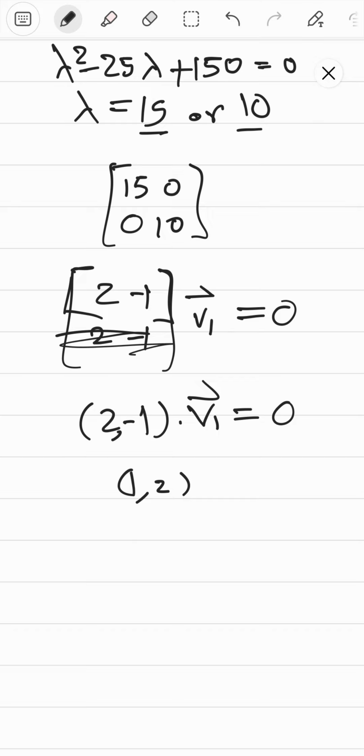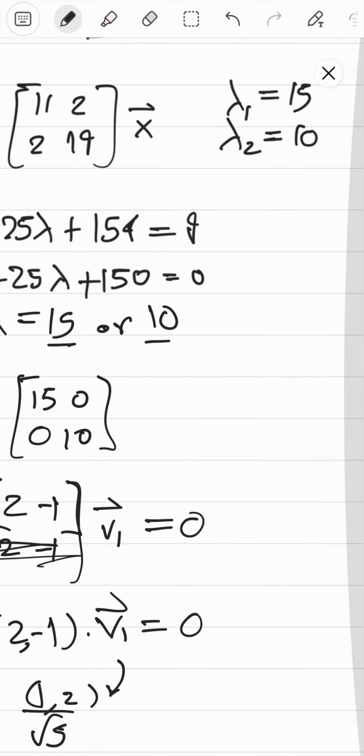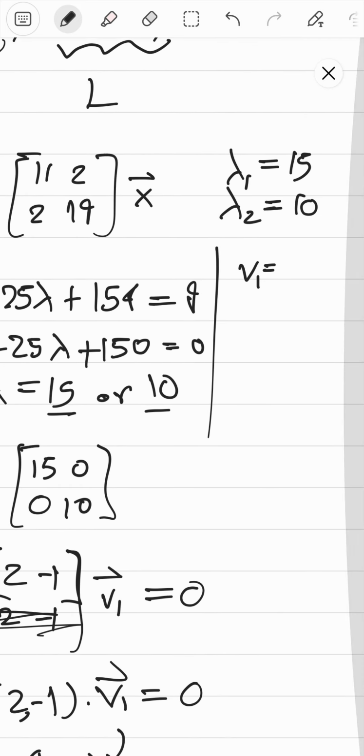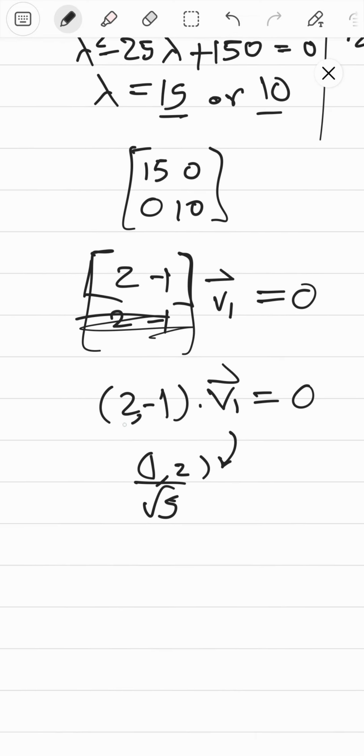Yeah, sure. So what that means is, first of all, we have to convert this to a unit vector. So just divide by square root of 1 plus 4, 5. So this would be our v1 vector. So you got lambda 1 and our v1 vector is just 1 comma 2 upon square root of 5. And what's our v2 vector going to be? I mean, we already know it's going to be perpendicular to this guy, just 2, negative 1 upon square root of 5.